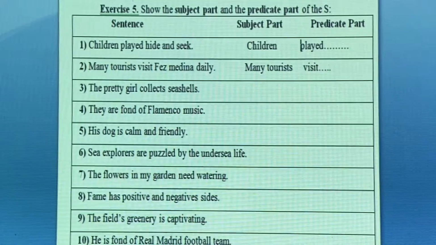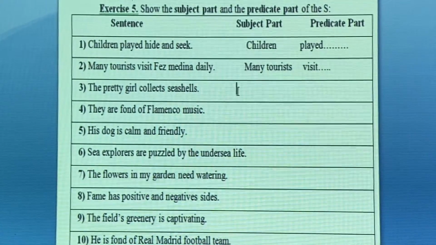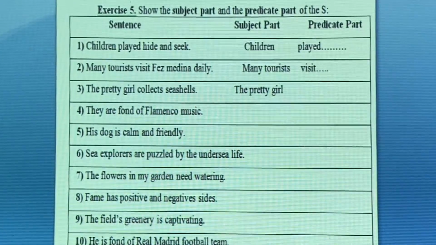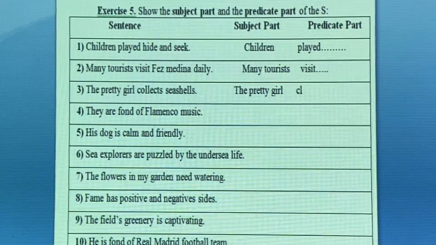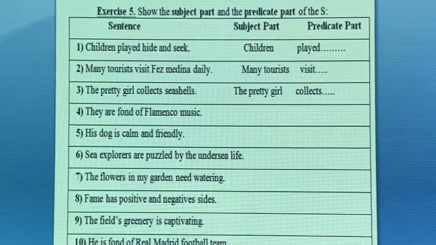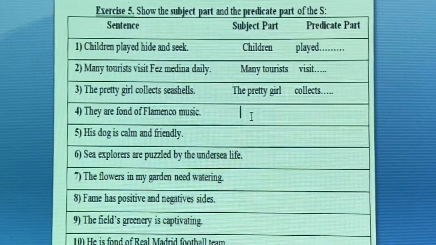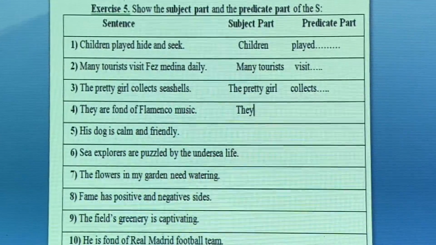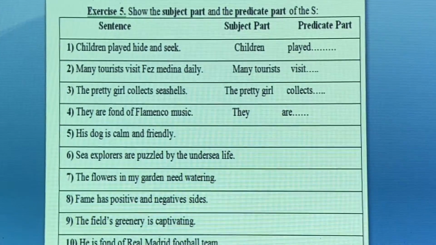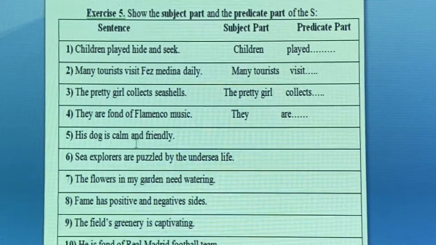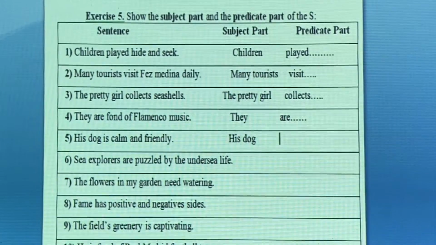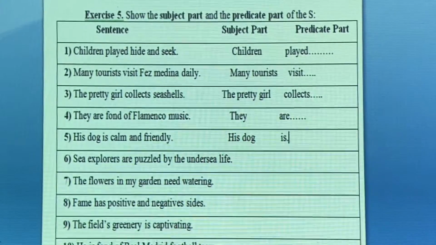Okay? The pretty girl collects seashells. So the subject is the pretty girl. The predicate is collects seashells. Then they are fond of flamenco music. The subject is they. The predicate is are fond of. And you copy the whole sentence. It starts by the verb. His dog is calm and friendly. So the subject is his dog. The predicate is calm and friendly.